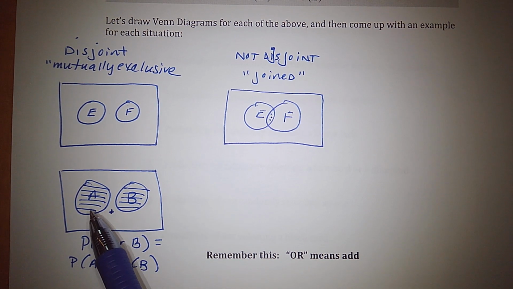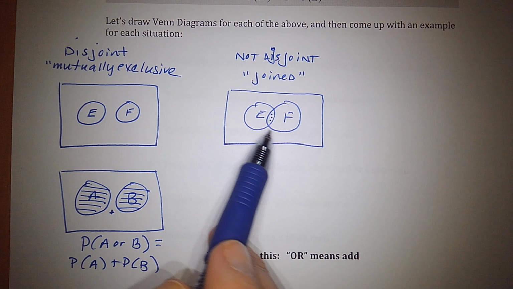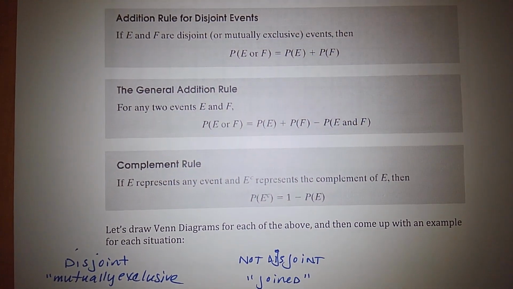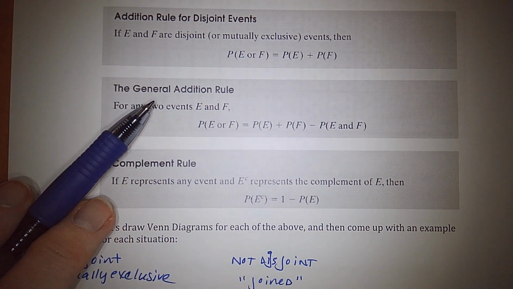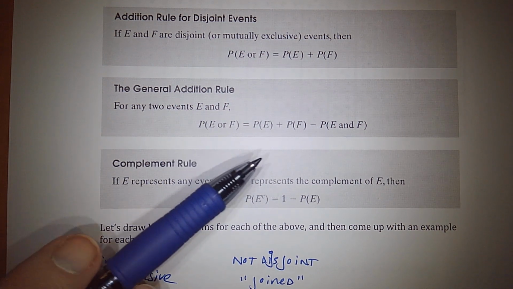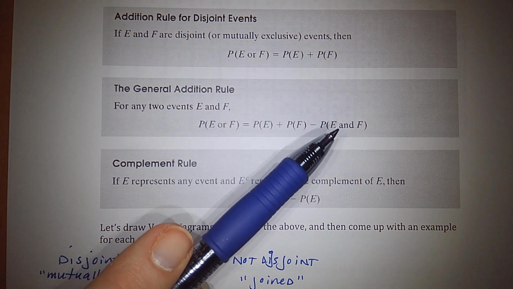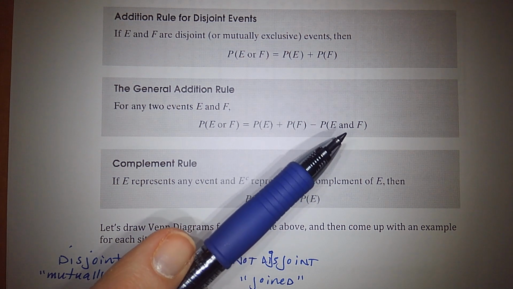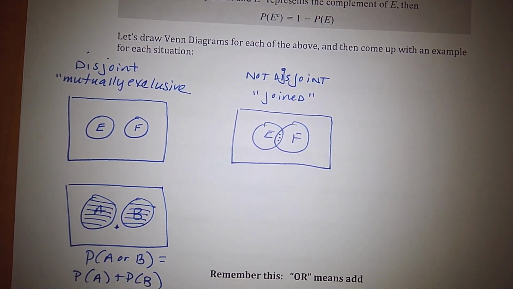So if you have a 10% chance of getting an A and a 20% chance of getting a B, then you have a 30% chance of getting an A or a B. However, if they're not mutually exclusive, then the equation does change slightly. If they're not mutually exclusive, we have to use what's called the general rule. The general rule says if we want to OR two events together, we still add them independently just like we did up here. However, we have to subtract out the probability of E and F occurring at the same time. And this is easier to understand when I draw the picture.